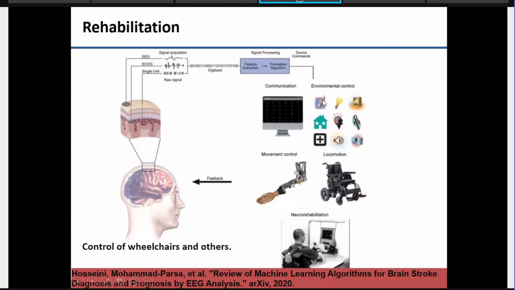Not only that, they can control, for example, a smartphone or smart city applications, such as switching a light on or off, or fans. So environment control, communication, and movement control can all be done now using these EEG signals. Rehabilitation is also one of the important big sectors of this EEG based analysis.